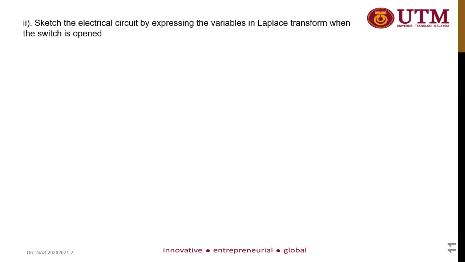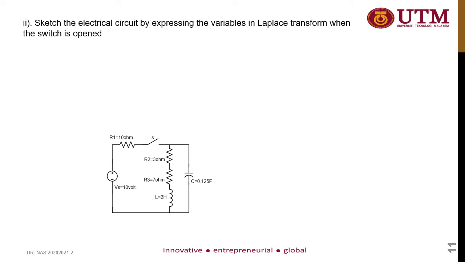Okay, next question. Sketch the equivalent circuit by expressing the variables in Laplace transform when the switch is open. Okay, so the earlier state, the switch is closed at t less than 0. So that's a complete circuit. So the current flows over the components, including the inductor and the capacitor. So that's energy. And later at t equal to 0, the switch is open.